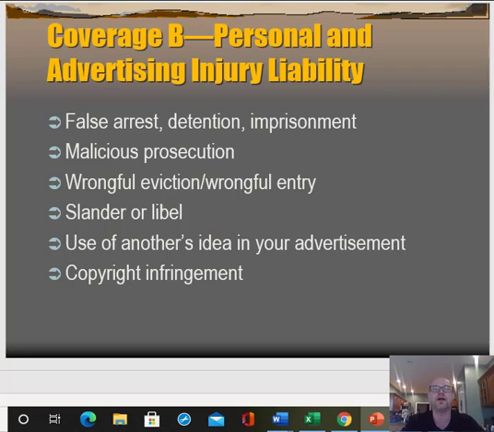When you talk about malicious prosecution, somebody decides to sue me because I've sued them and I've done so in a way that was beyond my rights, beyond my expectations, egregious behavior. Wrongful eviction, if I'm a landlord. Wrongful entry, if I enter somebody else's building, they could sue my company for that. Slander or libel, that's a better example of personal and advertising injury liability. So slander, remember, that's spoken, harder to prove. Libel is written, a lot easier to prove. So if I've said something that is false and it damages somebody else's reputation, I could be sued for that.